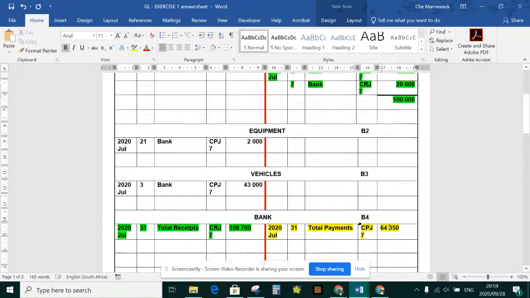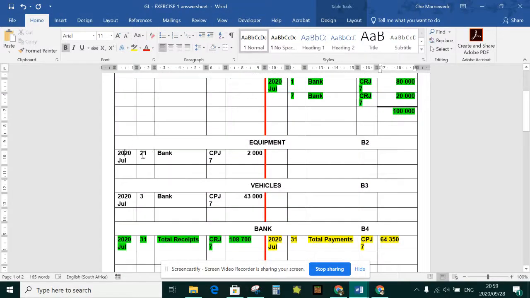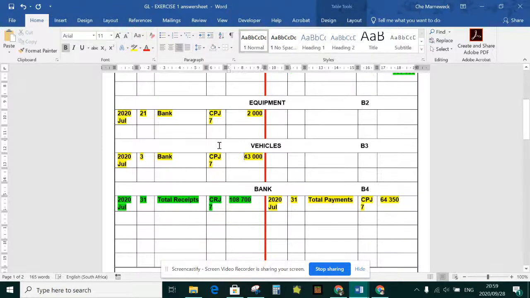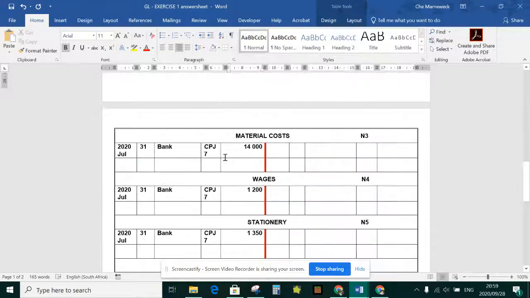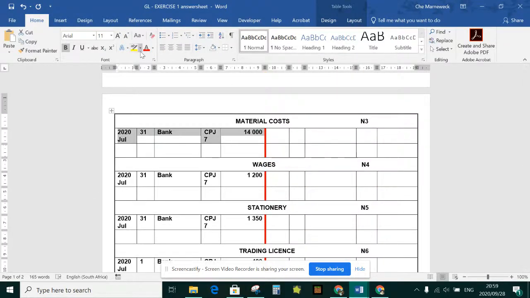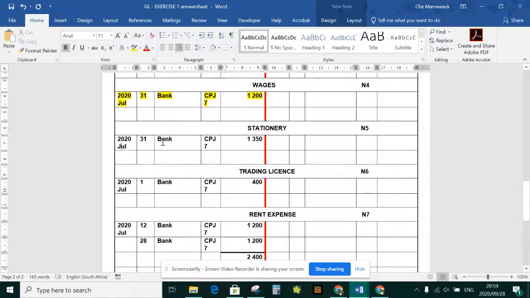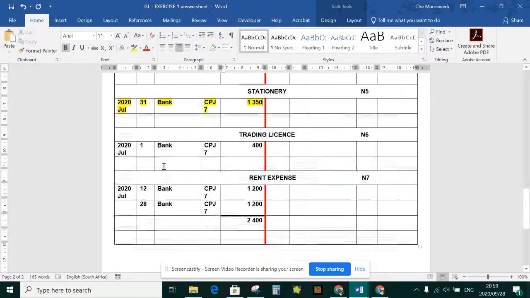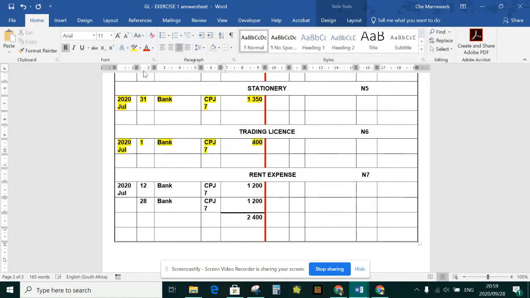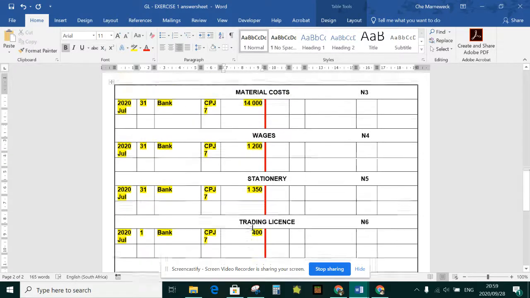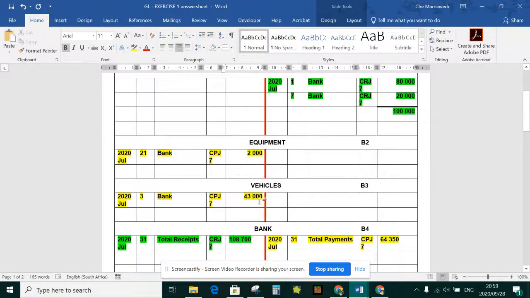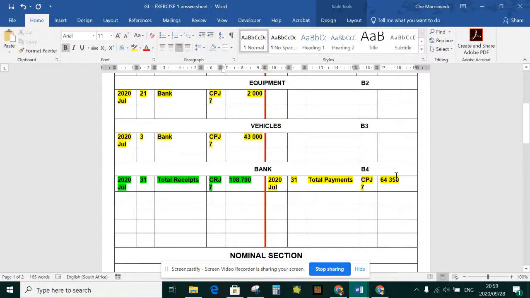That means if I had to add up every amount posted on the debit side from the cash payments journal, if I added up all of those amounts in yellow, they would equal that amount.